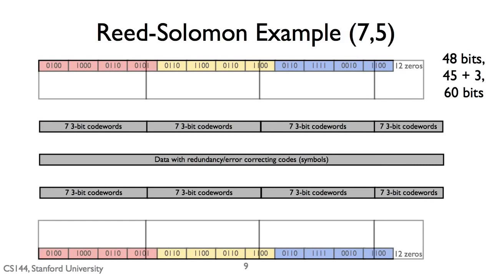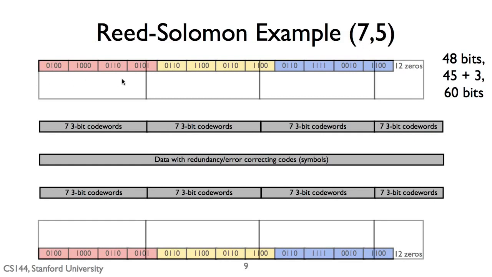So in this case, let's say we're using a 7,5 code. What this means is that each initial data word that we're going to use is 3 bits long. That's determined by the 7, 2 to the 3 minus 1. So we're breaking the data up into little chunks of 3 bits. And so we're going to start with 5 of these data words, so 15 bits. And each 15 bits are going to be turned into 7 code words.